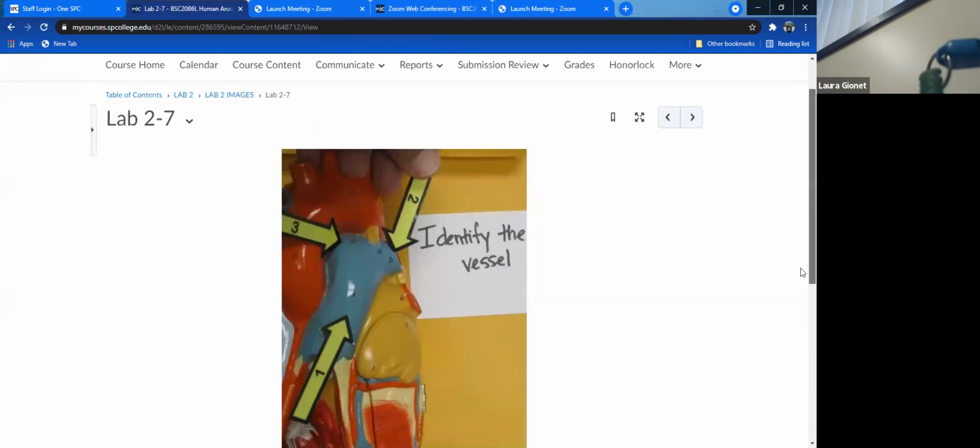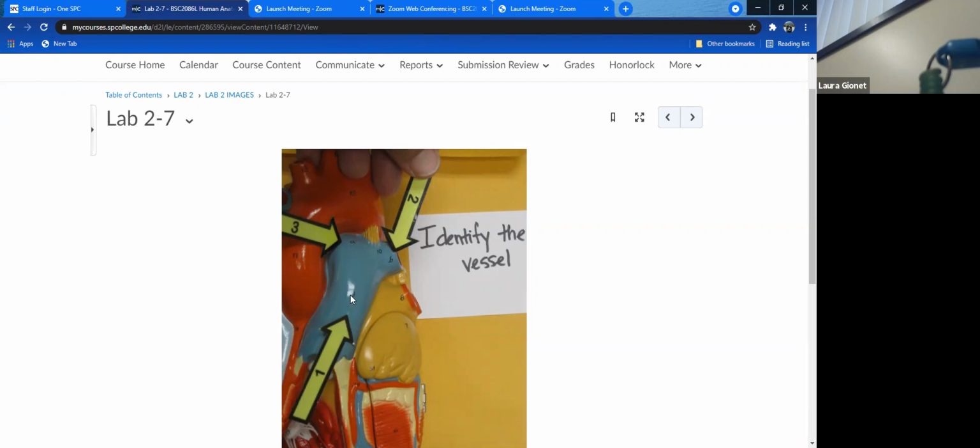Okay, now we're identifying vessels here. So we're looking at a great big blue thing. So that means we're still in deoxygenated blood. We're in carbon dioxide, right? So we are again looking right at the heart. 1 is pointing to, essentially coming from the right ventricle. So that's the right side and then the left side. So 1 is pointing to the pulmonary trunk. And it's going to split, like I said, to branch off into pulmonary arteries.